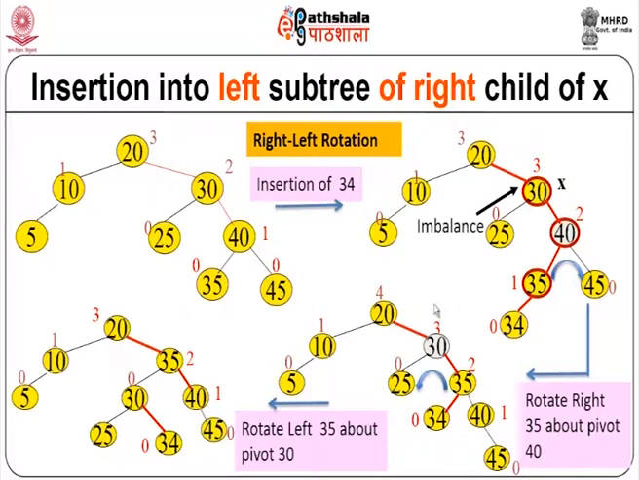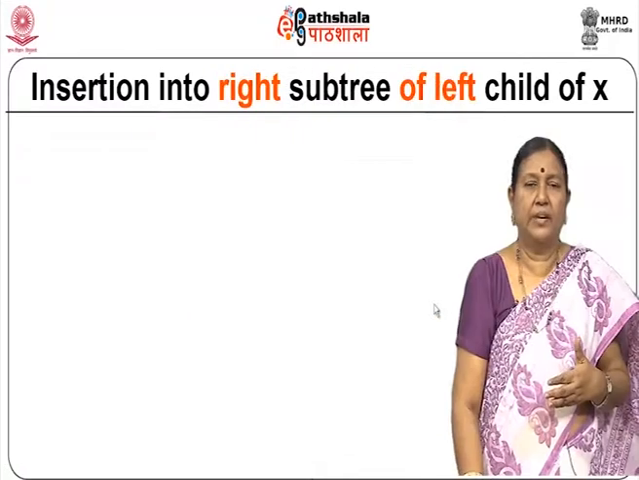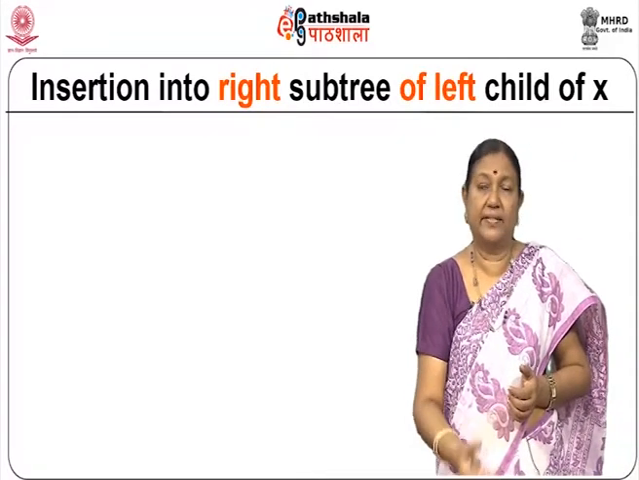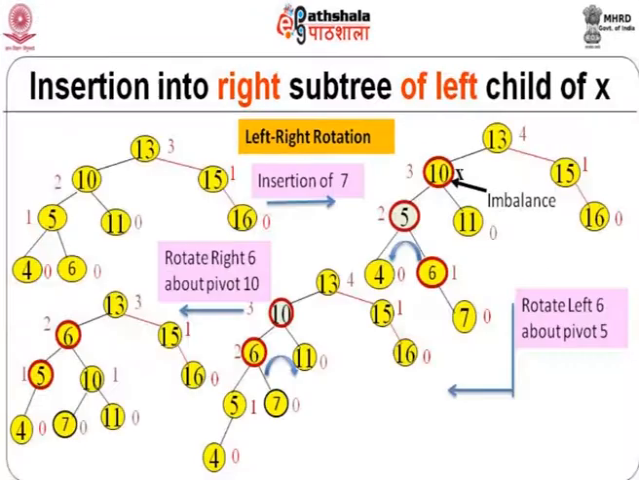Now, we do the mirror image case where we insert into the right subtree of the left child of x. Let us take the example here. When we do an insert, we insert 7, and at that point of time what happens is 5 is the left child and we have inserted 7 in the right subtree of the left child.